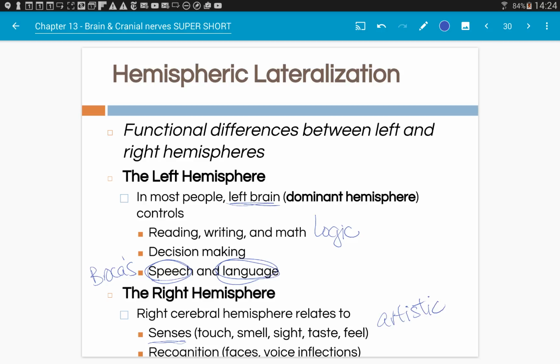So we kind of have, they are different. We have this logical, great decision making. These are the facts side of the brain. And then we have the other brain that has to feel with senses and emotion, knowing and recognizing people, more abstract types of things. Okay.